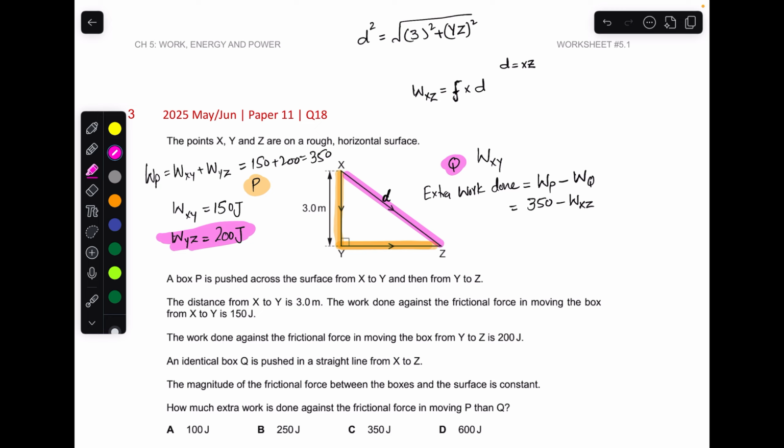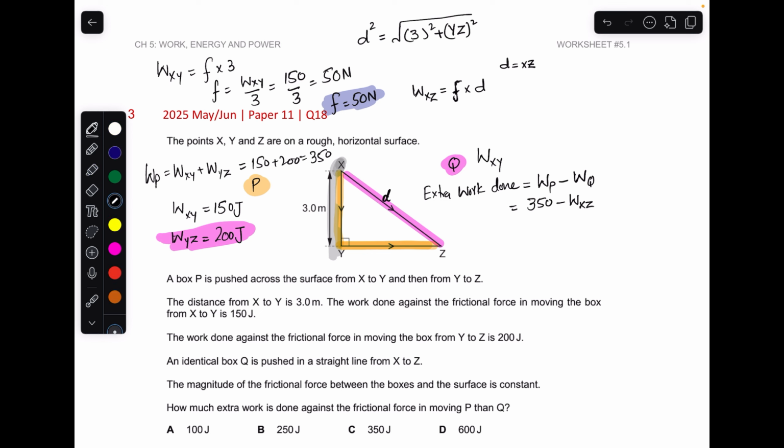Let's try to find out the force first, the frictional force. We can find the frictional force from the information of X to Y. If work from X to Y is frictional force into 3, then frictional force equals work XY divided by 3. Work XY is 150, divided by 3 gives you 50 newtons. So now we have the frictional force equal to 50 newtons, and it is the same for all of the parts. It's given in the question.